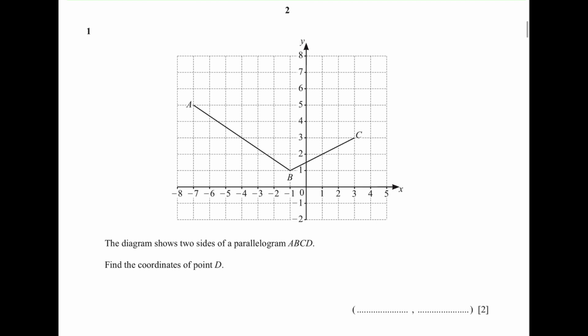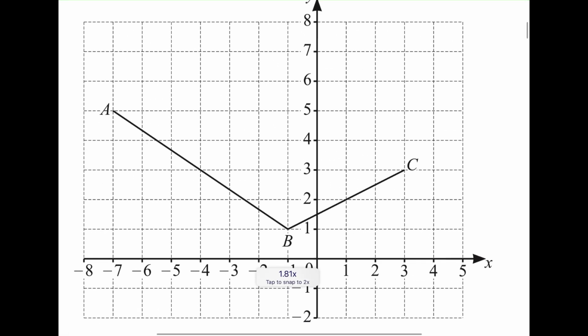The first question says the diagram shows two sides of a parallelogram ABCD. Find the coordinates of point D. This is a 2-mark question, and they have basically said that this is an incomplete parallelogram. Now, how do you do this? Since the parallelogram's side would be parallel to AB, we could find the gradient of AB relative to C.